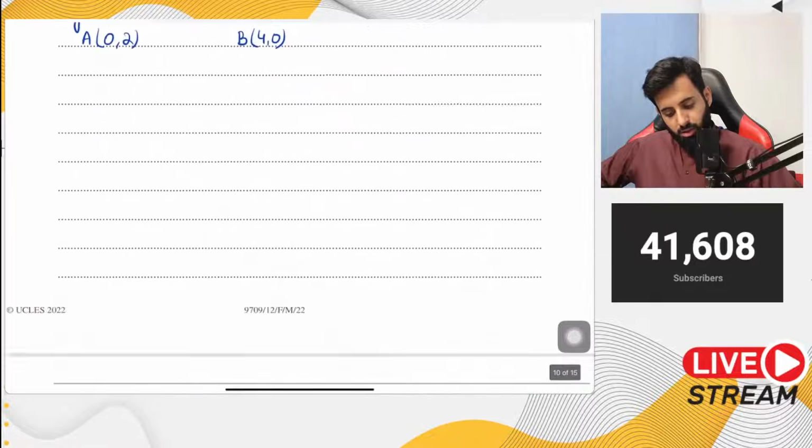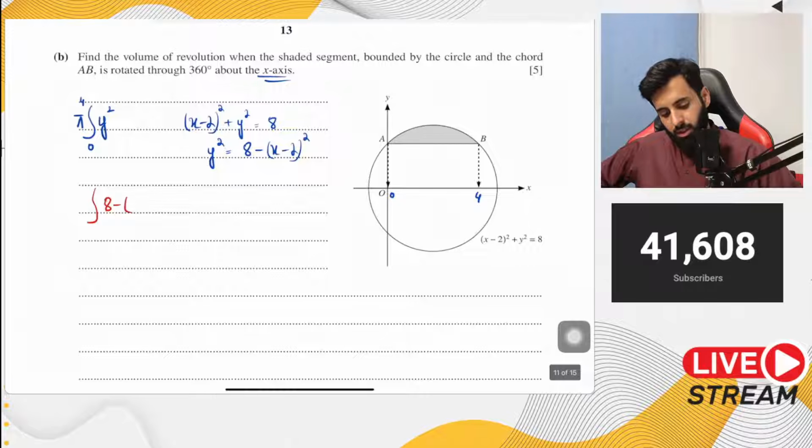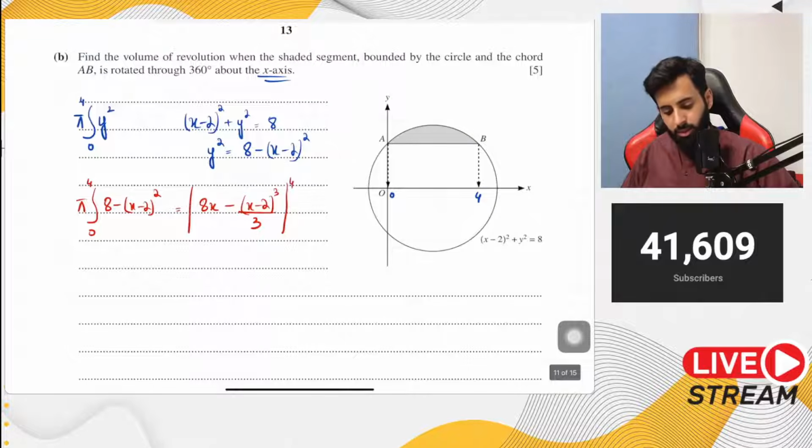Okay, here we go. Integral of (8 minus (x minus 2) whole squared) within the limits 4 and 0, multiplied by pi. First, let's quietly integrate this. So 8x minus (x minus 2) whole thing cubed divided by the new power, which is 3. And now we're going to plug in the limits 4 and 0.